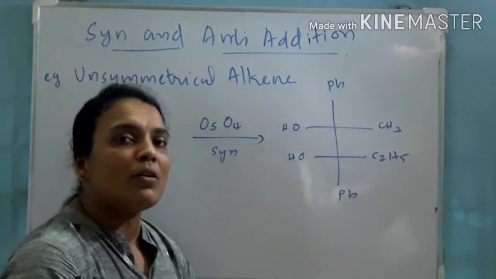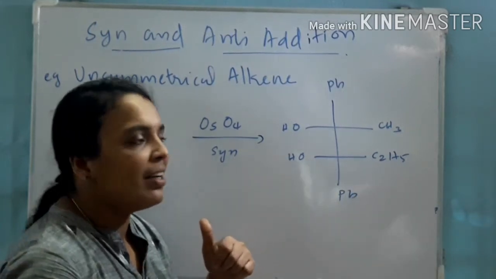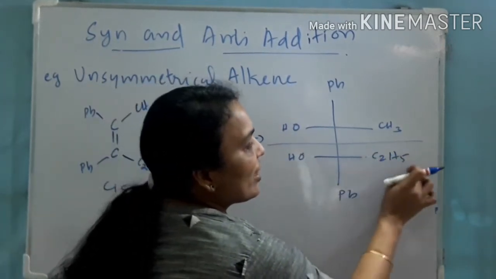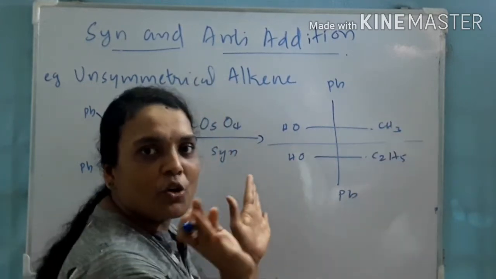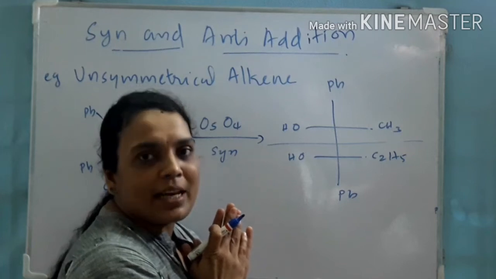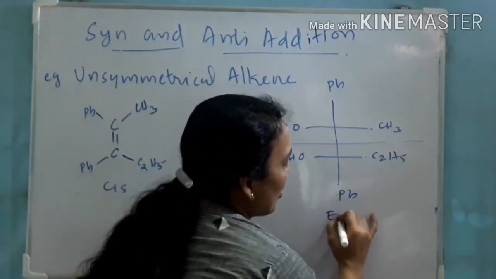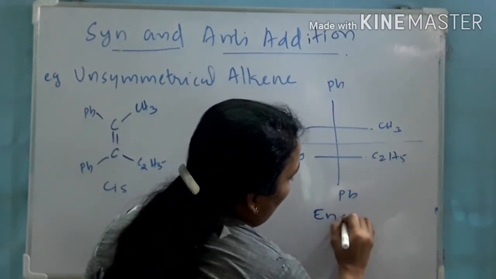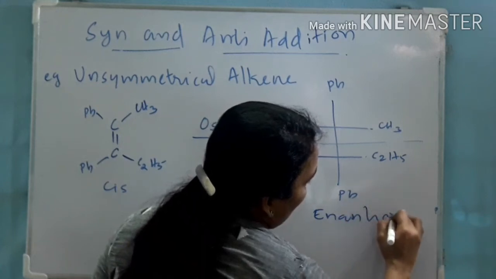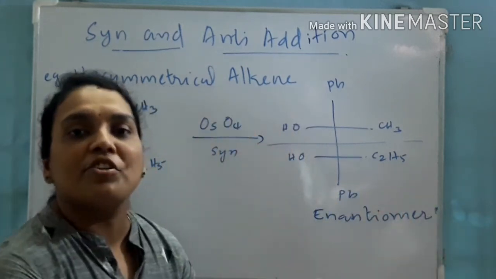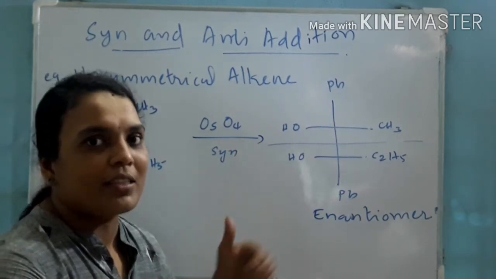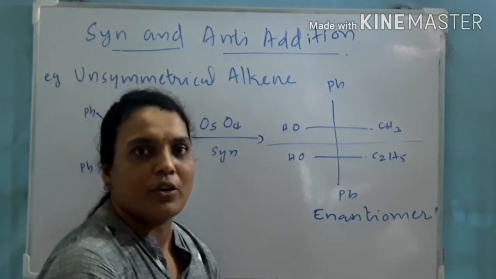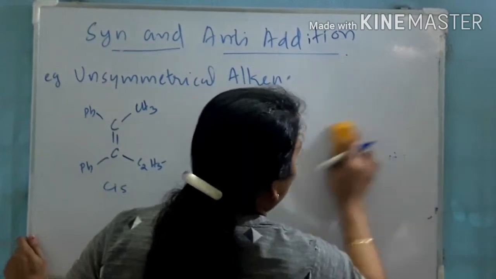Is it a meso compound? Is there any plane of symmetry? If you keep a plane over here, this is OH, but there is no plane of symmetry because this is C2H5 and this is CH3. There is no plane of symmetry. That means it is a racemic mixture, that is an enantiomer. It is not a meso compound, it is an enantiomer. Got it? Let us see the trans isomer.